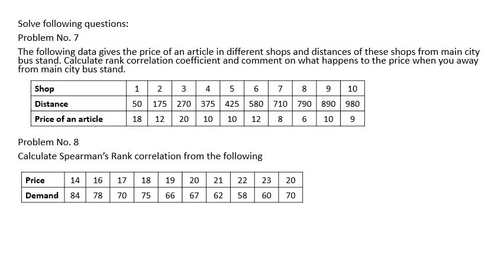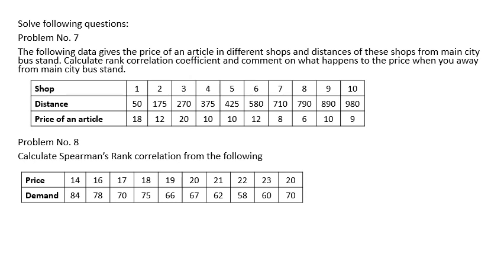Now, you solve the following questions, problem number 7 and problem number 8. Problem number 7: the following data gives the price of an article in different shops and the distances of these shops from the main city bus stand. Calculate the rank correlation coefficient and comment on what happens to the price as you move away from the main city bus stand. There are 10 shops, their distance from the main city bus stand is given, and the price of an article is given.